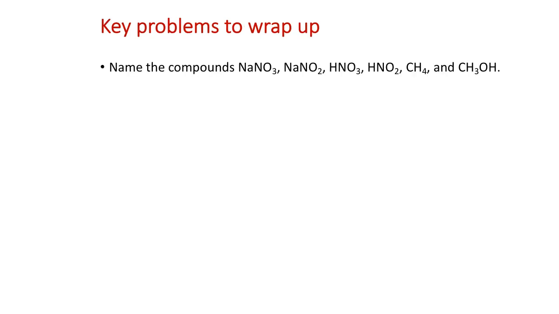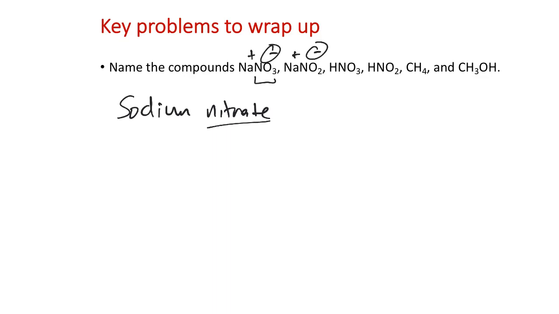Name the compounds NaNO3, so plus and minus. Now, sodium's in the alkali group. That's how I know it's a plus. So that helps me figure out the NO3 has to be a minus. And so this turns out to be sodium nitrate. Given that NO3 minus is nitrate, we don't really have to know much to know that NaNO2 must be sodium nitrite.